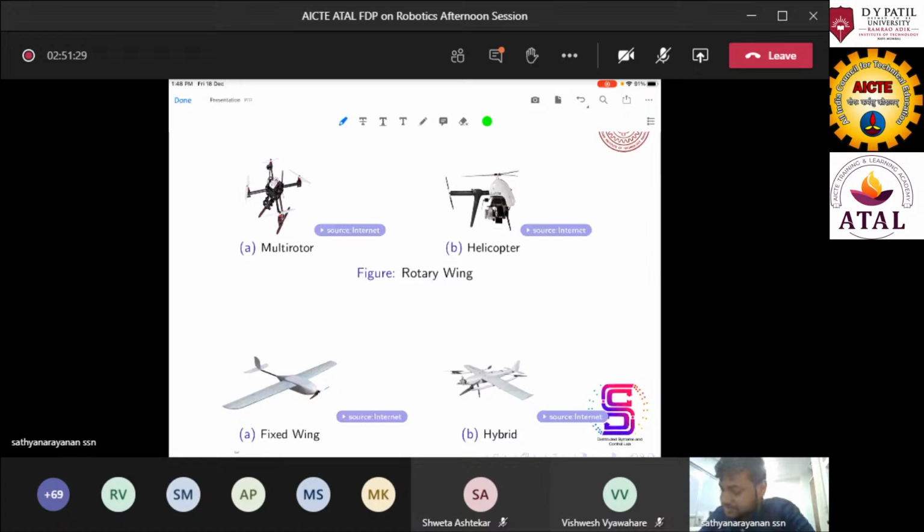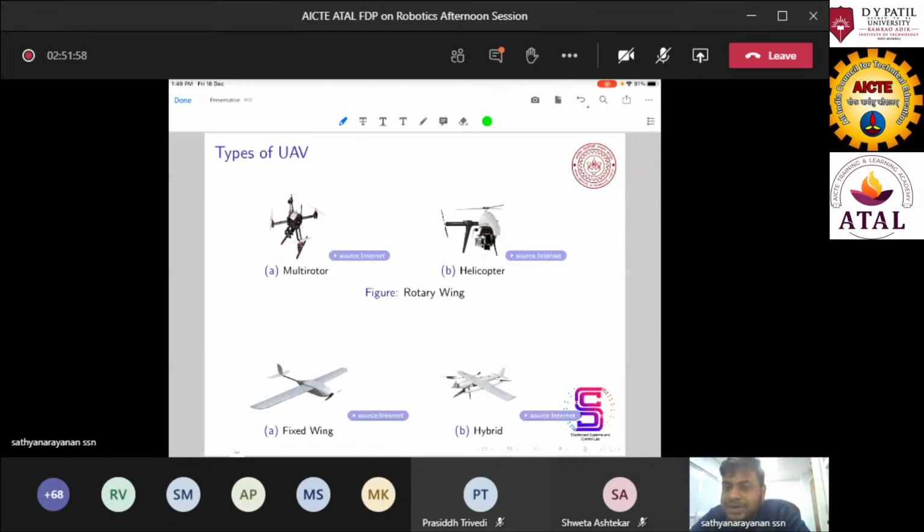heavy loads. So in this presentation, I'll be mostly talking about multi-rotors, especially quad rotors. Recently, researchers are trying to improve the quad rotor's maneuverability and its flight time. So we will look into how those are being improved in recent years.